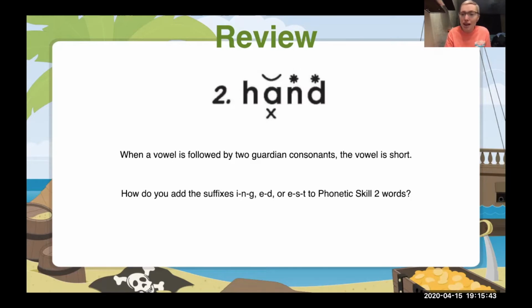If you said you just add the suffix, then you were totally right. So an example of this would be the word talk. And if we wanted to say talking, we would just simply throw ing onto the end of that. So remember, when we're talking about suffixes, we're always underlining our suffixes when we add those to our words.